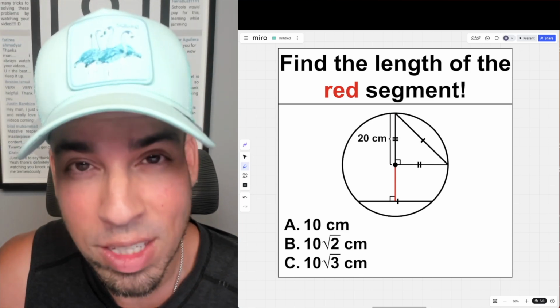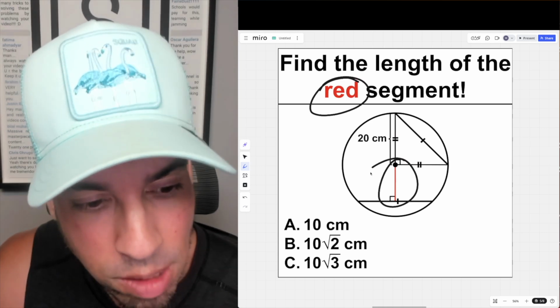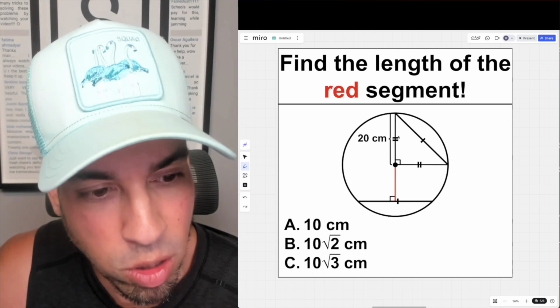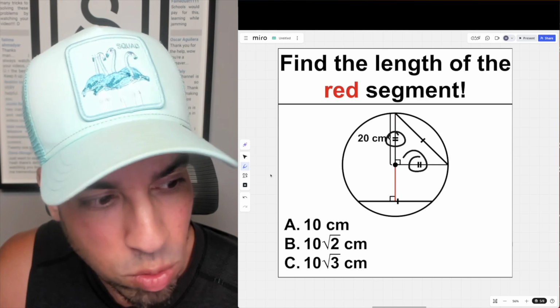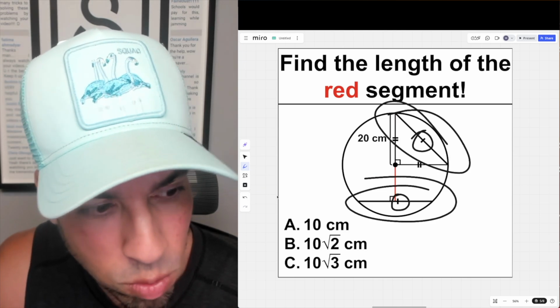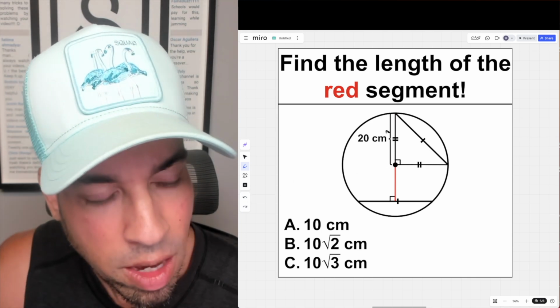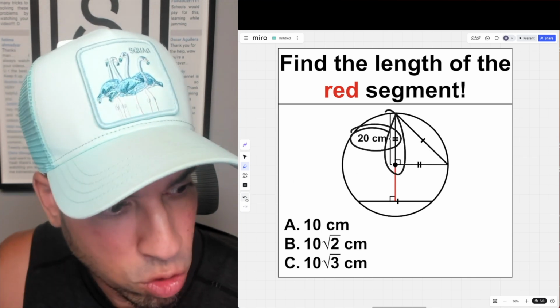In this one, the question is as follows. Find the length of the red segment. So that red segment is right here. Just notice some of these markings. This indicates that these two segments are congruent, and this single marking indicates that these two segments are congruent. Last but not least, we have a right angle here, and this length right here is 20 centimeters.